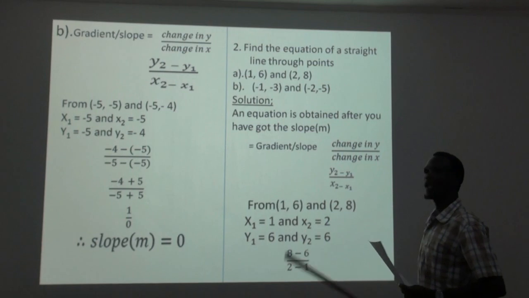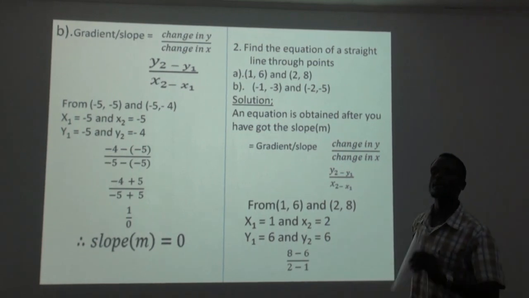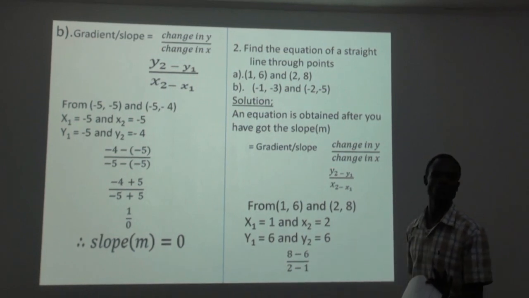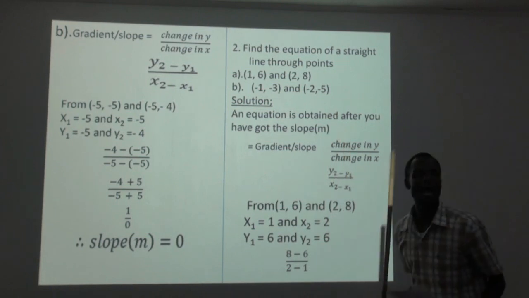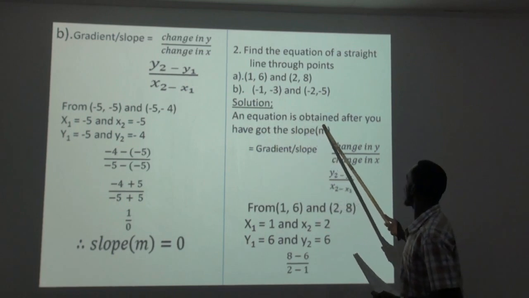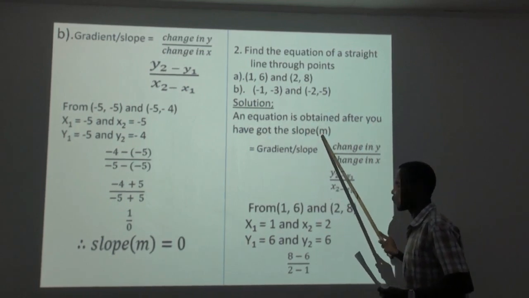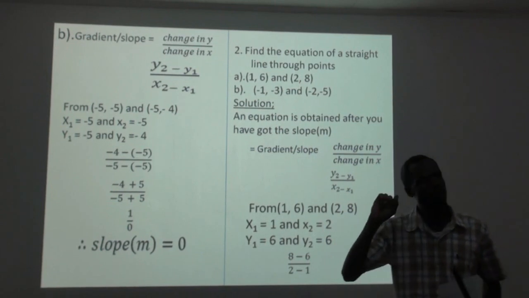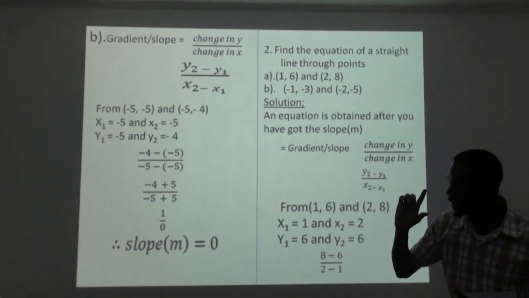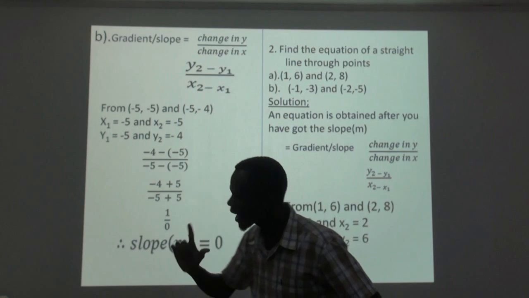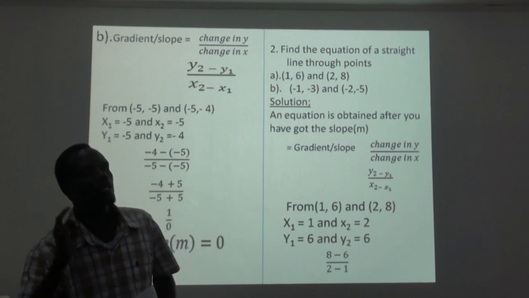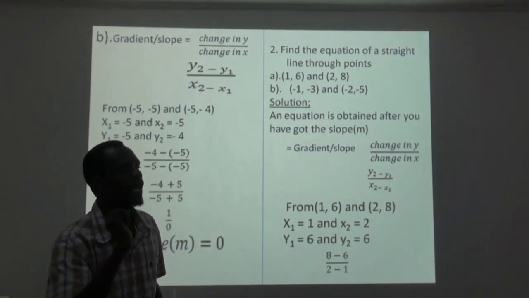Now, in order to find an equation, there are some principles that you must follow. Now, the points that we have: an equation is obtained after you have got the slope. After finding the slope, then you can find what? The equation. If you have not found the slope, there is no possibility of finding the equation.